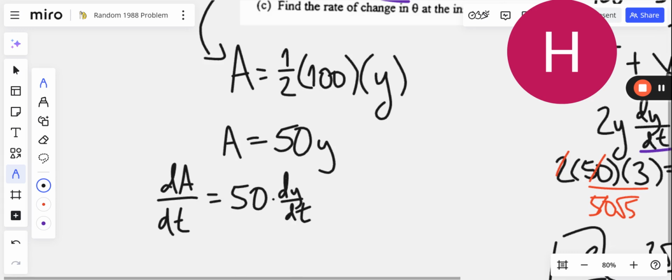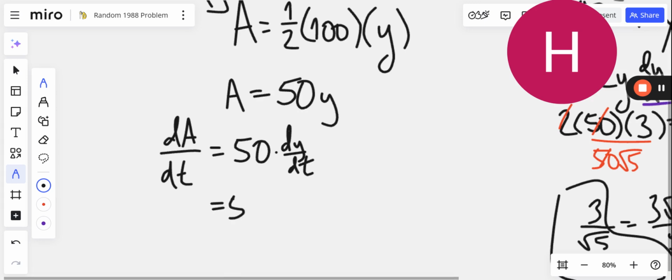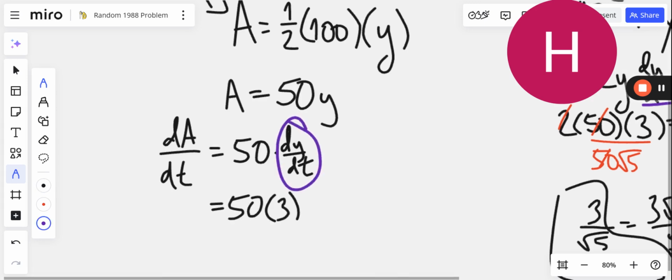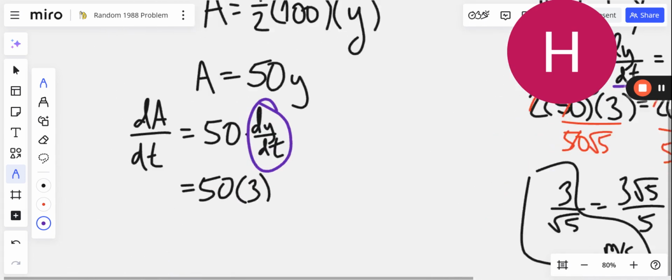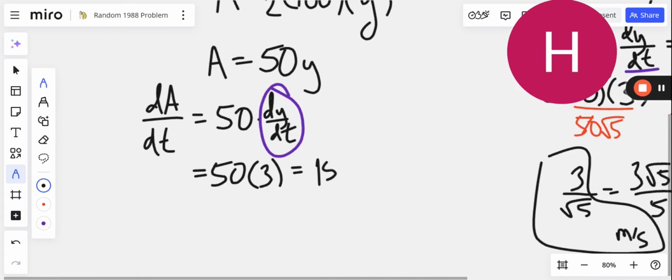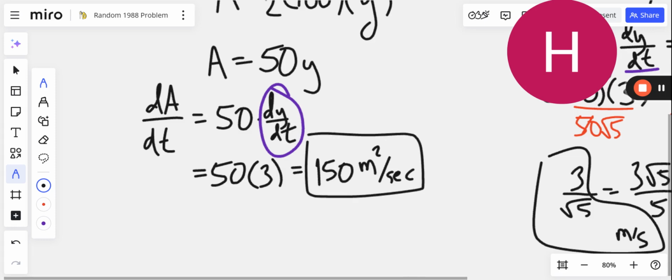And so that's 50 times 3. We have that given. Remember, this is the part that was given in the problem, constant rate of 3 meters per second. So this is going to be 150. If they wanted us to indicate units, be careful about that. This is meters squared per second.